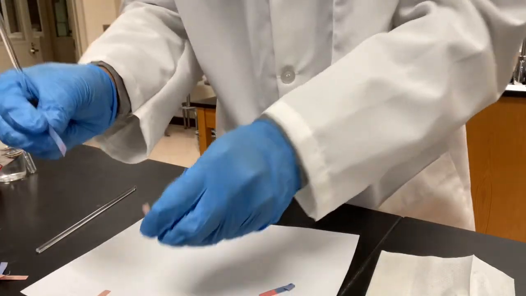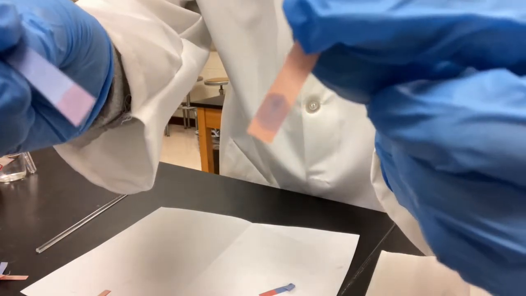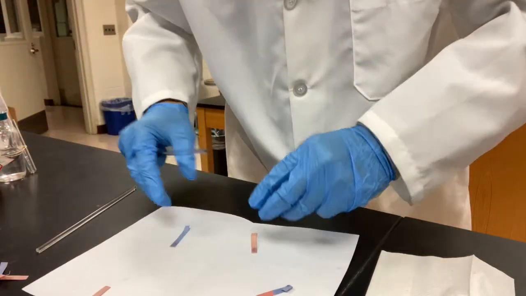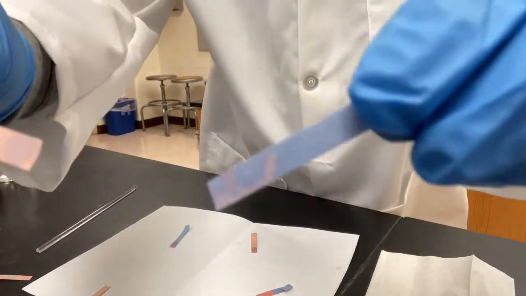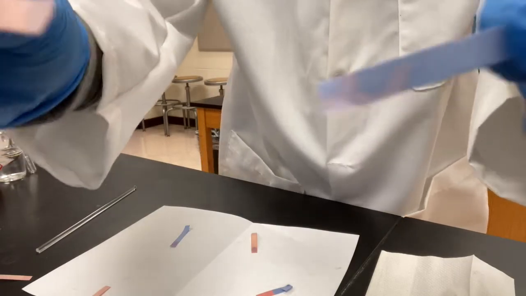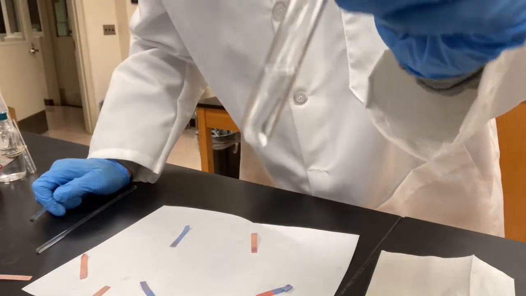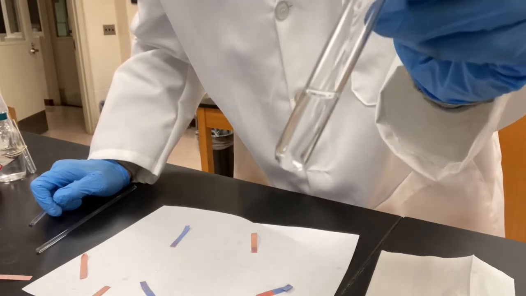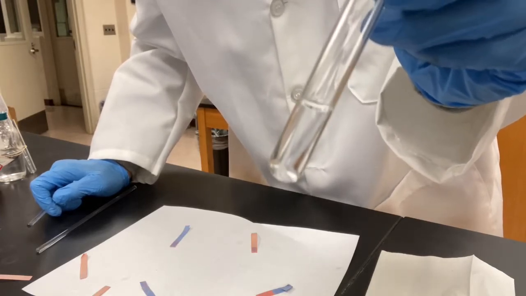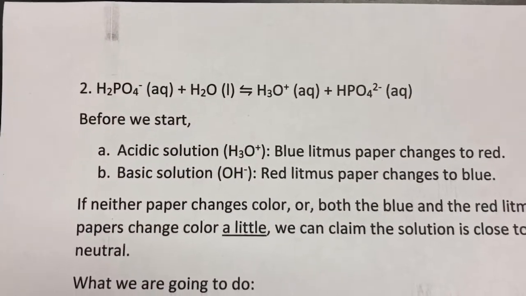Based on this observation, basically these two, what we see, the paper color change is the same as the ones we had earlier. Okay? Both papers changed a little bit, but not very significant, which means adding acid, HCl, to this solution didn't cause the change in the acidity. Why is that? Okay, this is the equilibrium we were talking about.